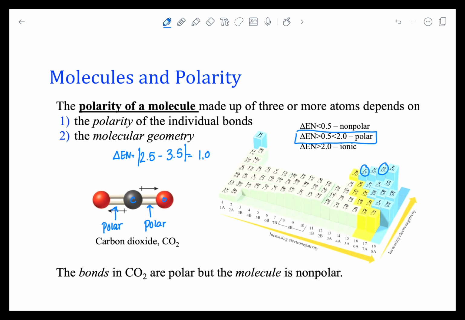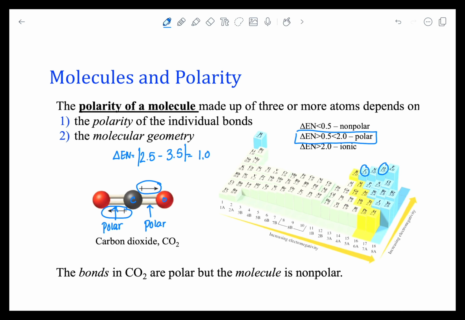Okay, and our more electronegative atom is oxygen, so the electrons are being pulled towards the oxygen, which we denote by an arrow. So the electrons are being pulled towards both oxygens away from the carbon. So now that we know that the bonds are polar, we want to look at the molecular geometry overall to determine if the molecule is polar.